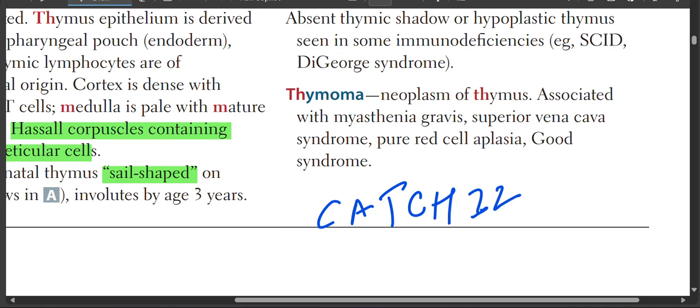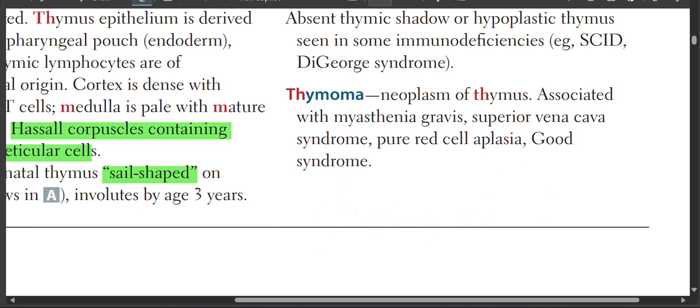So C for cardiac defect, A for abnormal faces, T for thymic hypoplasia that you just mentioned, and then C for cleft palate, H for hypocalcemia, and 22 means it affects chromosome 22. I think it's 22q11 deletion. Yes, it's 22q11 deletion. Perfect. So those are the symptoms for DiGeorge syndrome.